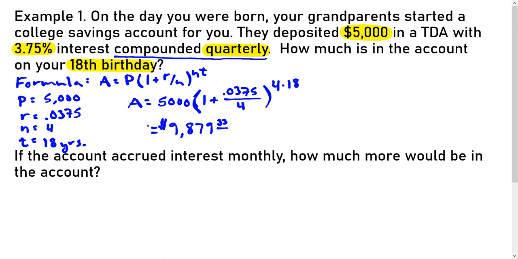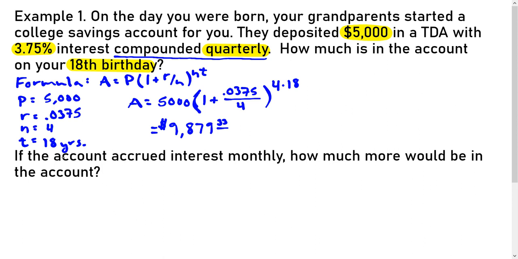If you didn't get that, let me know, and I'll ask you to walk me through what you put into your calculator, and we'll go from there. But plugging this just into the calculator, we're going to get that the initial amount was $5,000, and after 18 years, it was worth almost $10,000. Pretty good deal, okay? So thanks, Grandma and Grandpa.